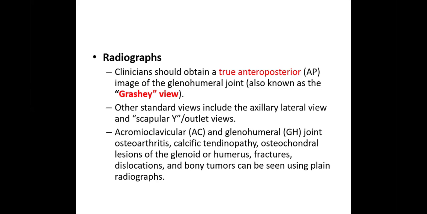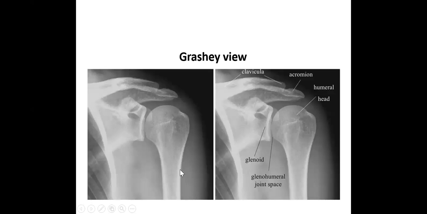Acromioclavicular and glenohumeral osteoarthritis, calcific tendinopathy, osteochondral lesions of the glenoid or humerus, fractures, dislocation, and bone tumors can be seen using plain radiographs. This is the Grashey view, the glenoid cavity.